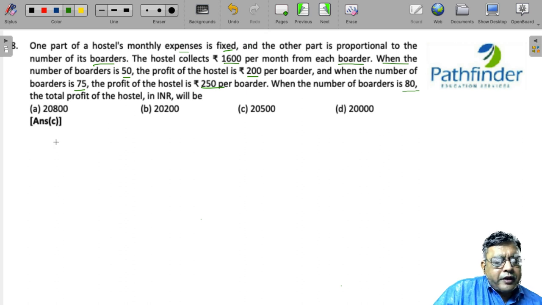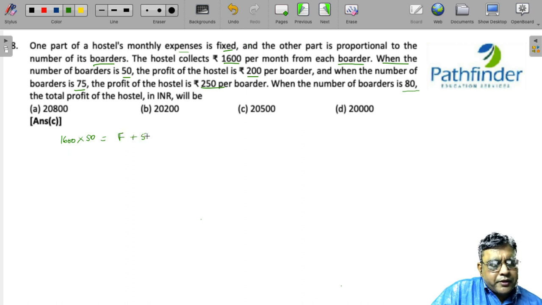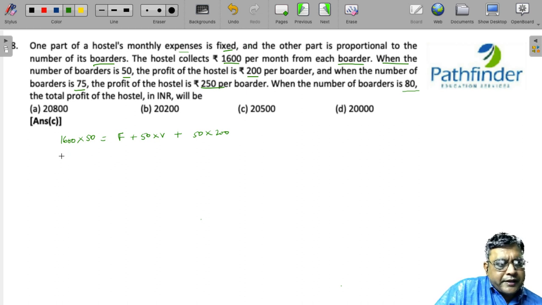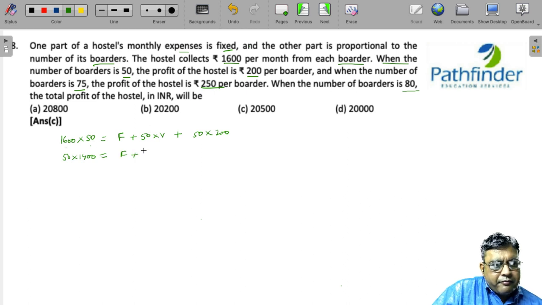So we must have the collection of the hostel as 1600 into 50 when there are 50 boarders. And this must be equal to fixed cost plus variable cost of 50 boarders plus profit per boarder, that is 50 into 200. So let us simplify this equation. And what do you get? So we have 1600 into 50, so 50 into 1400 is equal to F plus 50 times V. This is equation number 1.